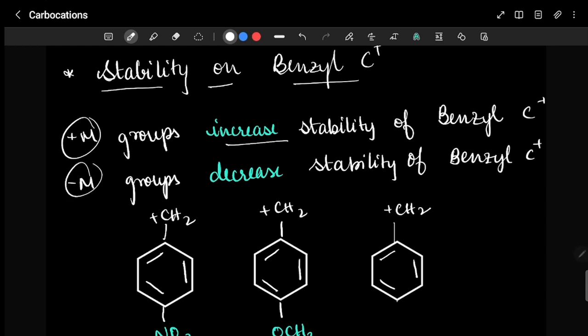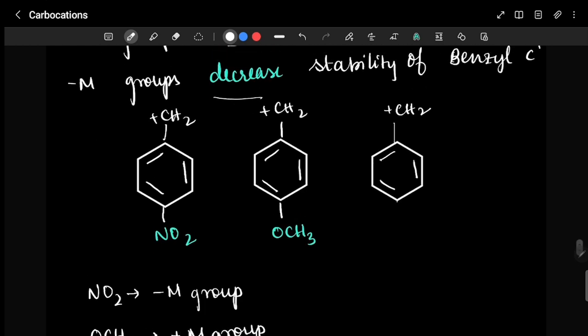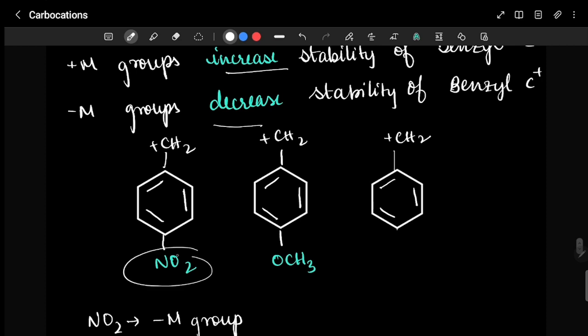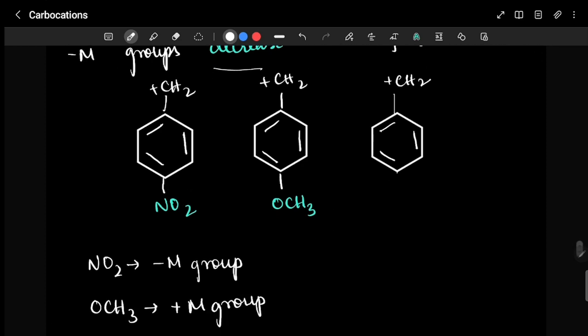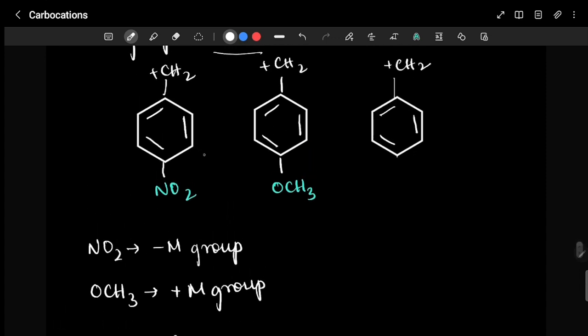And minus M will decrease the stability because they are withdrawing groups. They pull electrons. So here we have some examples. We have NO2 here, we have OCH3 here, and we have normal benzene here. So let's call this structure 1, structure 2, structure 3.